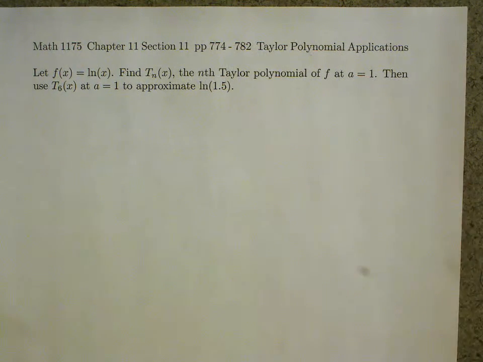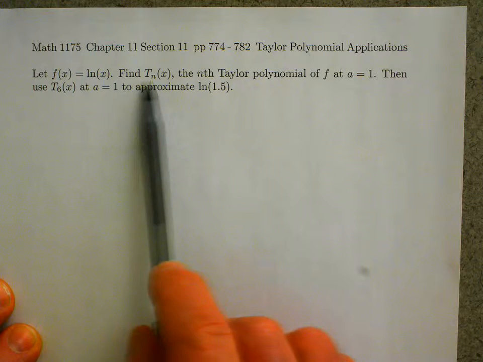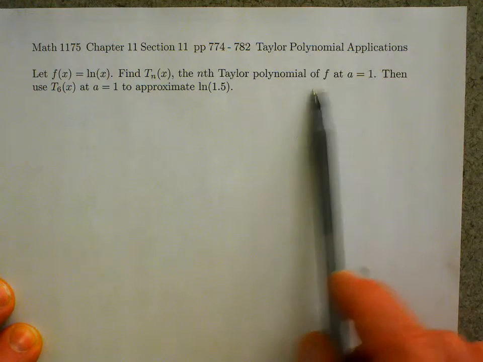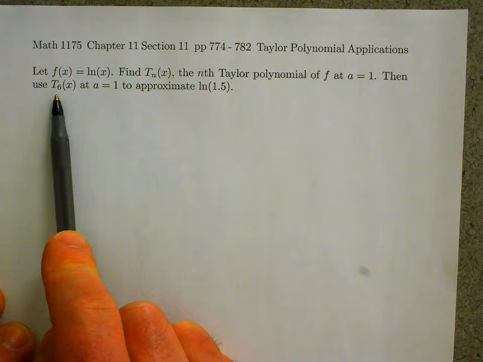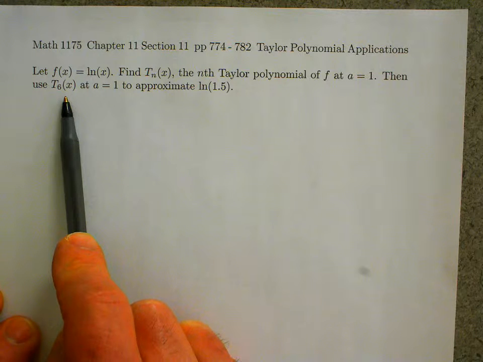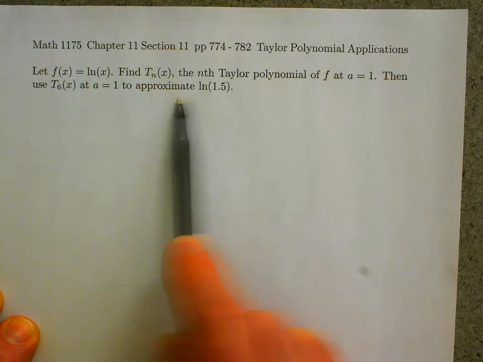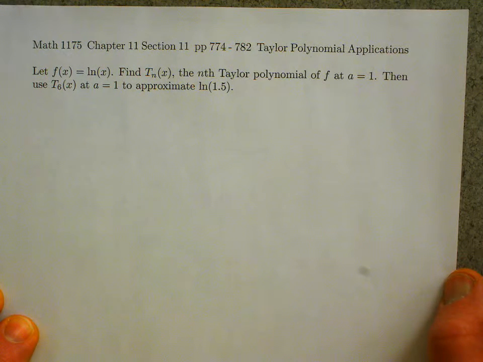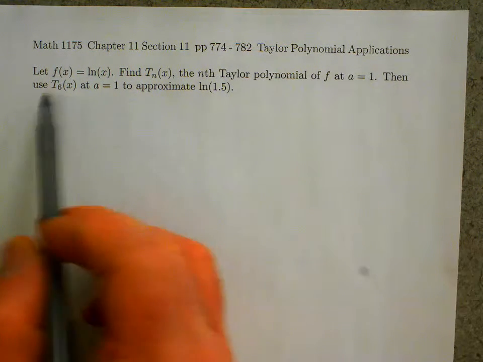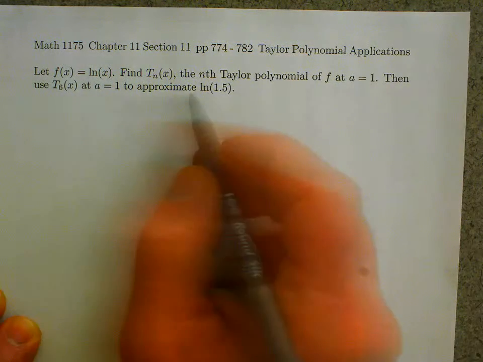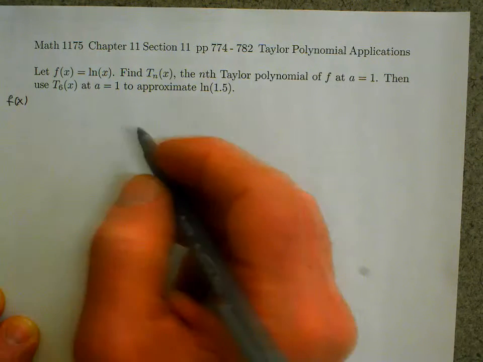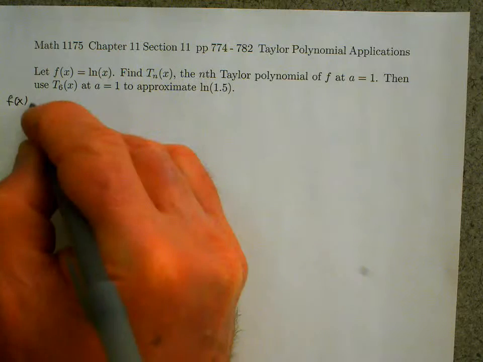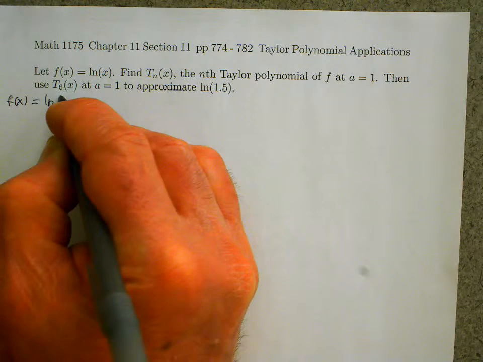So on this one, let f of x be equal to the natural log of x. We'll find the nth degree Taylor polynomial of f at a equals 1. And then we'll use the 6th degree Taylor polynomial of f at a equals 1 to approximate the natural log of 1.5. So let's just start by finding 6 derivatives of the natural log of x, and then evaluate each one of those at a equals 1.